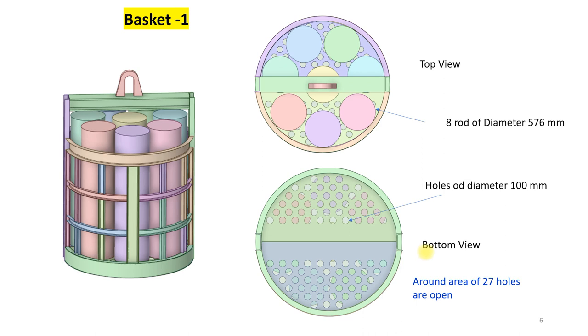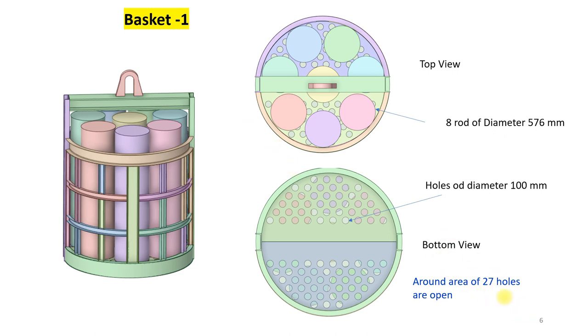This is configuration one, in which there are around 8 rows, and there are 27 holes that are fully open. Some holes are completely open, some holes are partially open, and some have very small openings. You have to model all these things in the simulation.